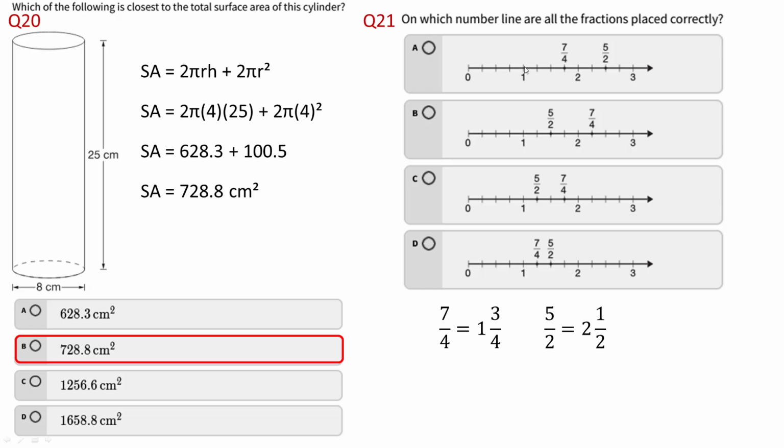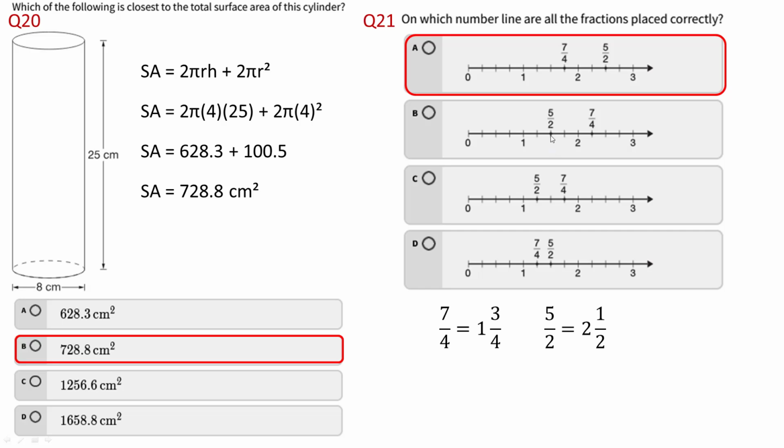So start at the top one. Notice it's got the numbers in quarters because there's 4 little ticks between 1 and 2. So these are all quarters. That would be 1 1/4, 1 2/4, 1 3/4. So that's actually correct there. And 5 halves is 2 1/2. See, 2 1/2 is right in the middle between 2 and 3. So A is the correct one.